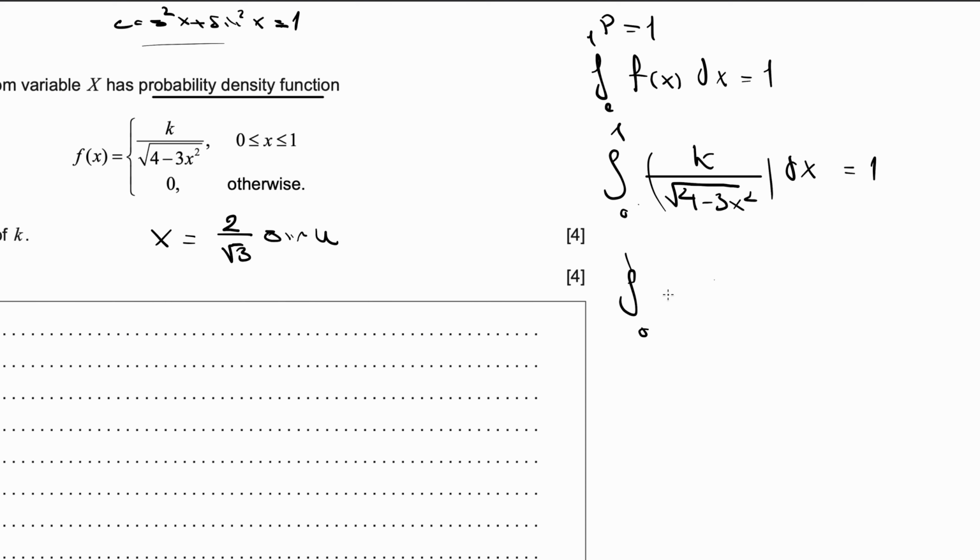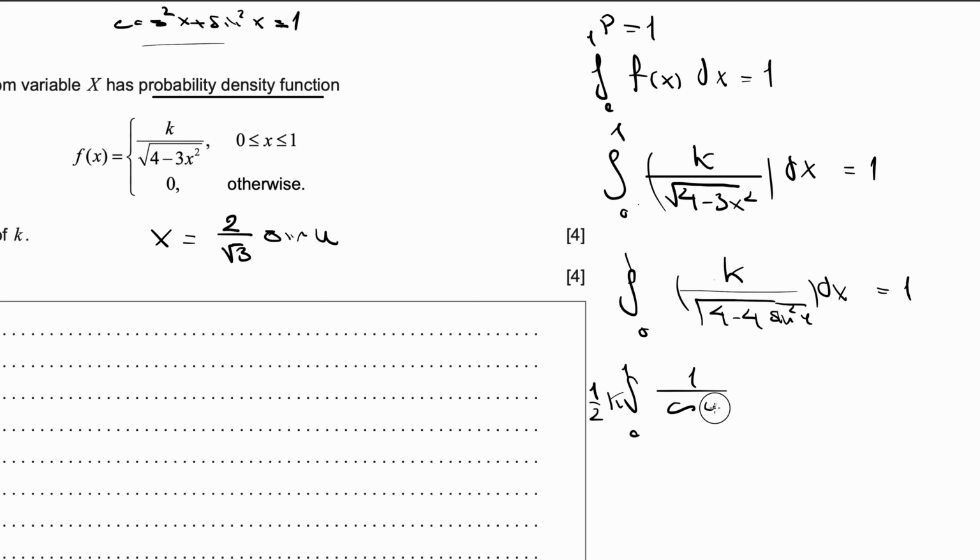So the integral from 0 to 1 of k over radical 4 minus 4 sine squared of u dx equal to 1. So you'll factor out the 4, so you'll get 1 over 2. You can bring out the k as well, so let me bring out the k for simplification. Okay, so we'll have 1 over radical 1 minus sine squared of u, which is cosine of u.